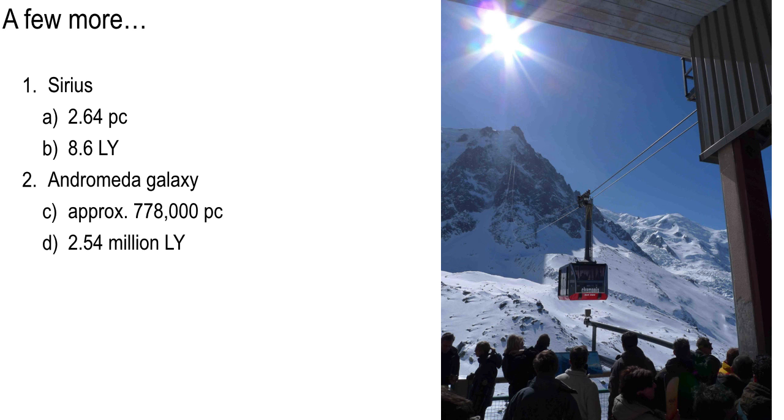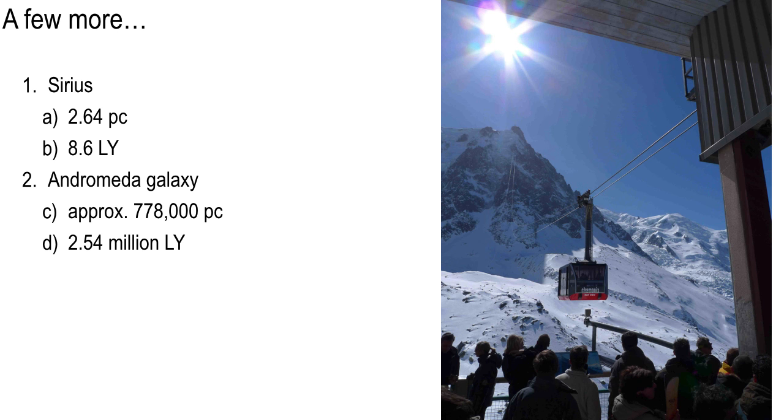Andromeda galaxy, 778,000 parsecs, 2.5 million light years. Now that's not a parallax measurement. We measure the distance to galaxies using other methods. We can't triangulate a galaxy; it's too far away. I don't even think Gaia will be able to triangulate even the Andromeda galaxy. But we have other ways, using special stars, and I'll tell you about those. Anyways, the distances in parsecs and light years are there.